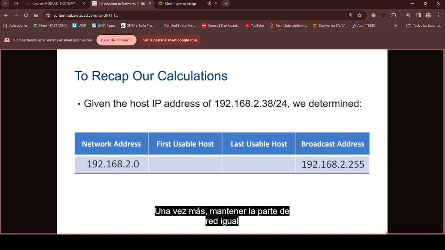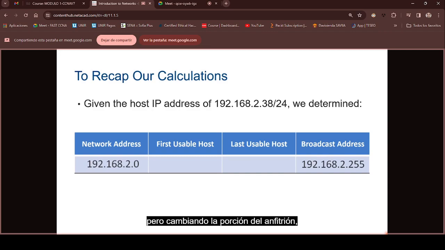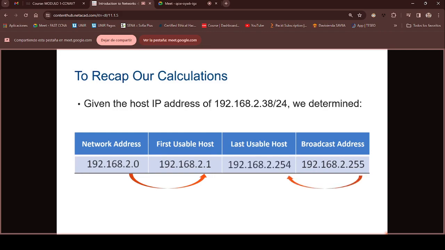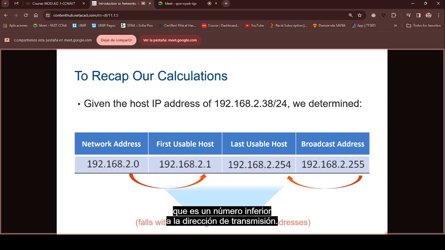192.168.2.255. Again, keeping the network portion the same but changing the host portion, we determined that the usable host range for assigning addresses to devices on this network is 192.168.2.1, which is one number up from the network address, and 192.168.2.254, which is one number down from the broadcast address. You can see that our original host IP address falls within this range.